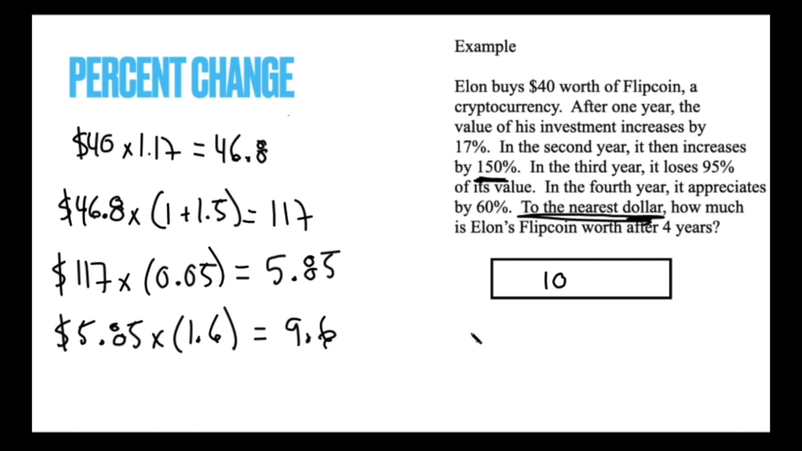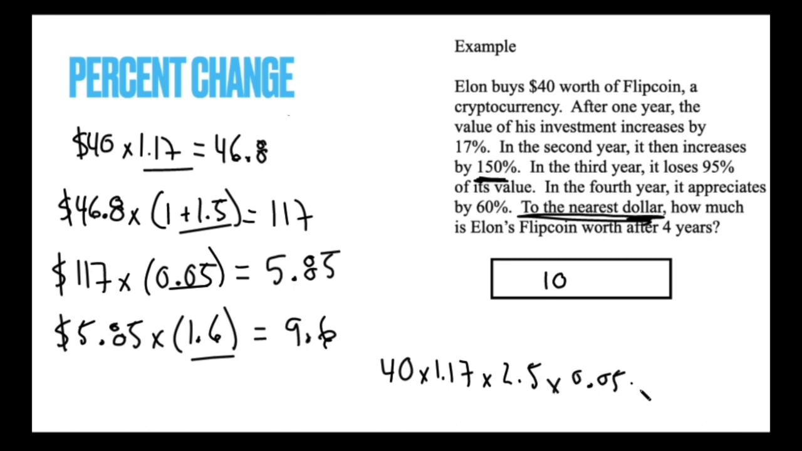And one note here, we didn't have to break this into 4 steps. We could have taken the initial amount, 40, and just multiplied it sequentially by these numbers, right? 40 times 1.17 times 2.5 times 0.05 times 1.6, and we would have gotten to 9.6.